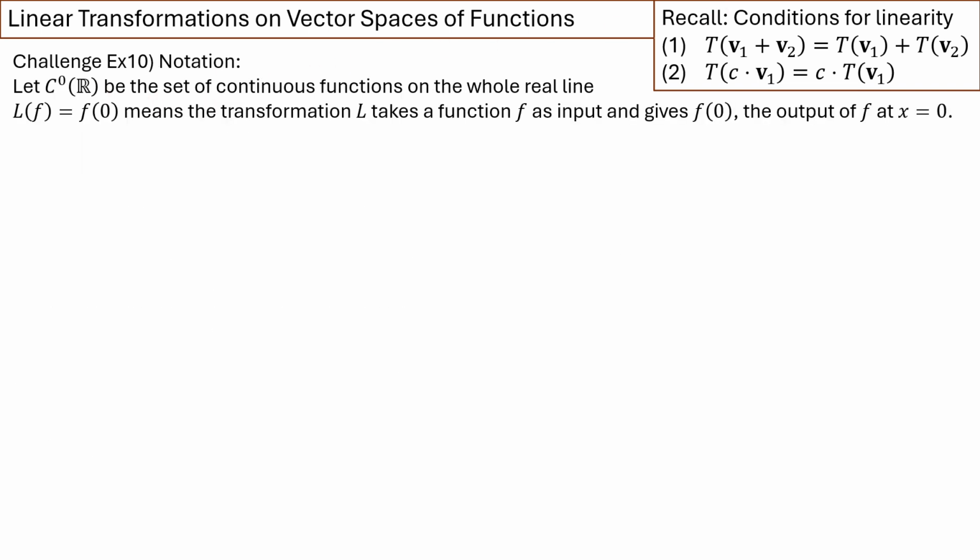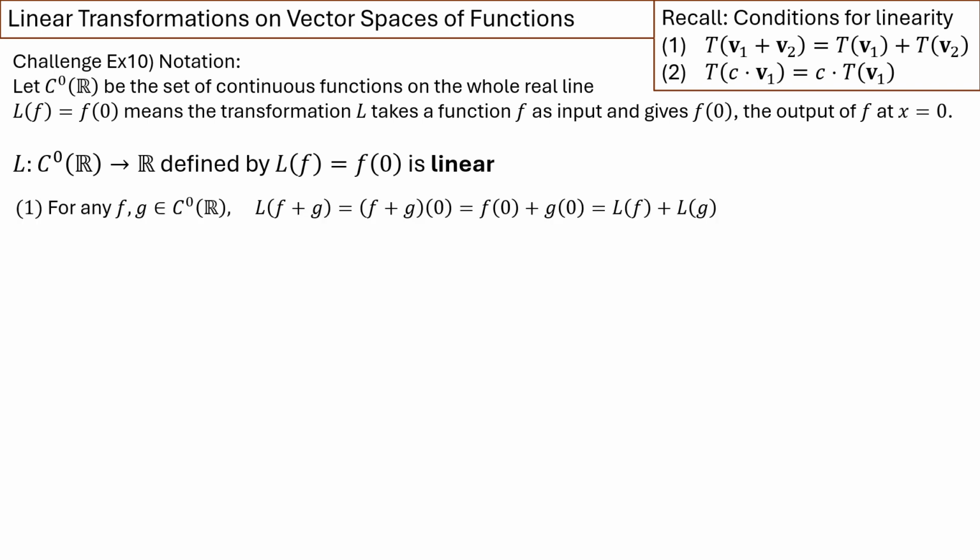Now, instead of differentiating, let's try one where we evaluate the function. We define a transformation L that takes a continuous function and returns its value at 0. In plain English, this machine finds the y-intercept. Let's define L formally. It maps continuous functions to real numbers. Specifically, the real numbers generated are the y-intercepts of the functions being processed through this transformation.